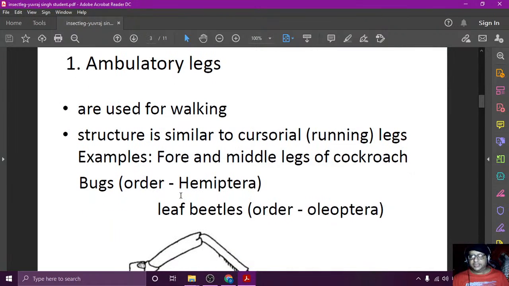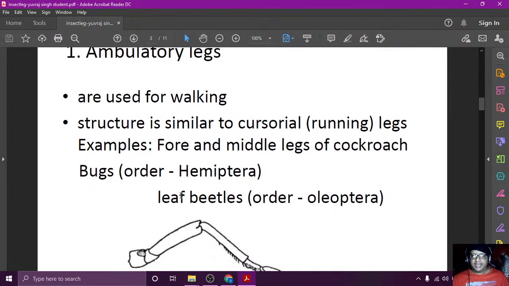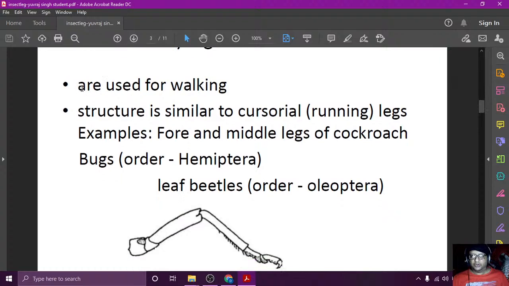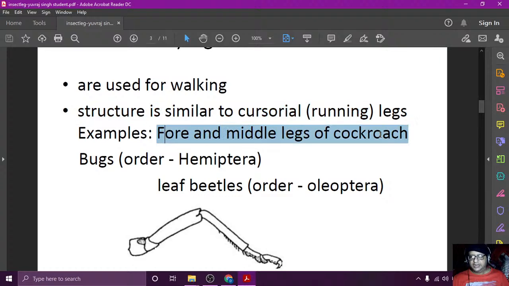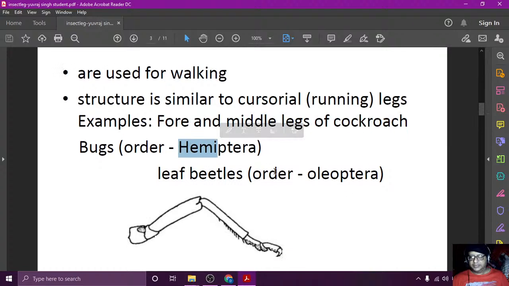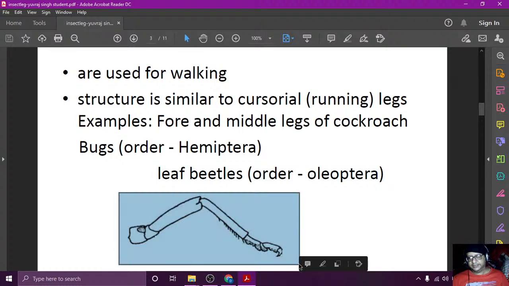So let us look at the ambulatory legs. The ambulatory legs are used for walking. The structure is similar to cursorial or running legs, and examples you can find are the fore and middle legs of cockroaches and bugs, order Hemiptera, and leaf beetles, order Coleoptera. So the structure is more or less like this.